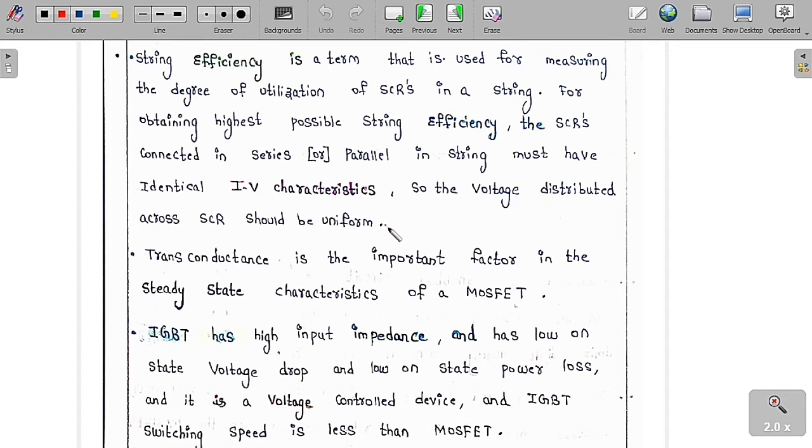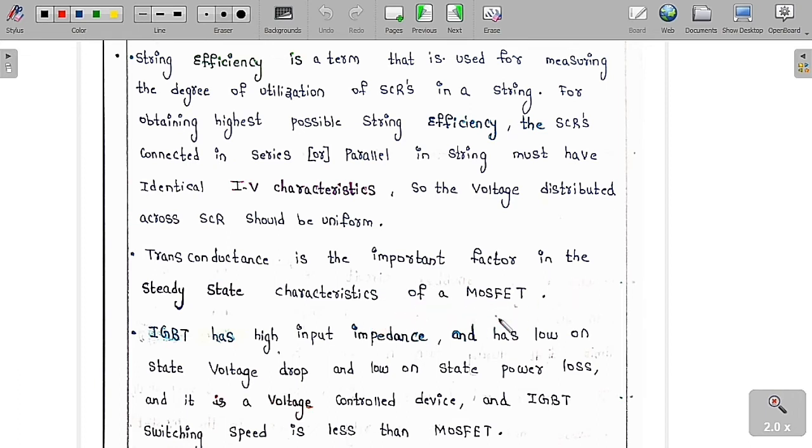String efficiency is a term that is used for measuring the degree of utilization of SCRs in a given string. For obtaining the highest possible string efficiency, the SCRs connected in series or parallel in a string must have identical IV characteristics. So the voltage distributed across the SCRs should be uniform. Conductance is the important factor in the steady state characteristics of a MOSFET.